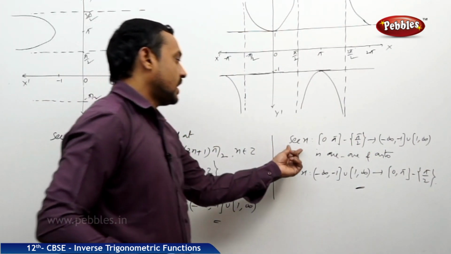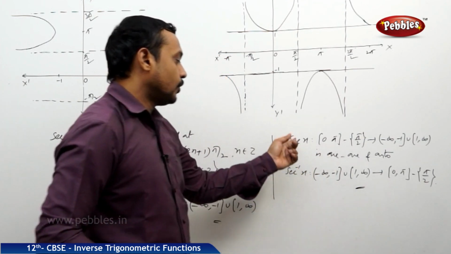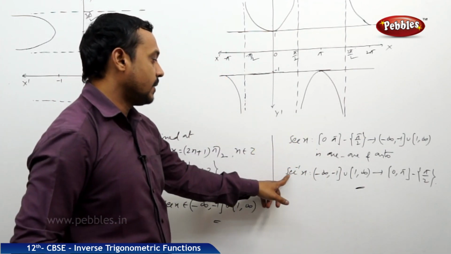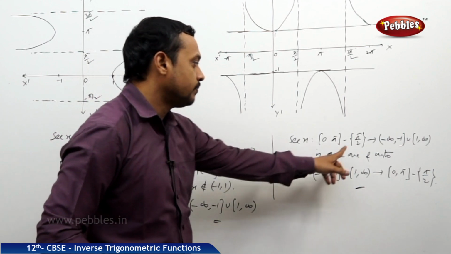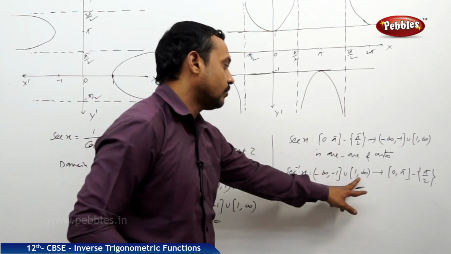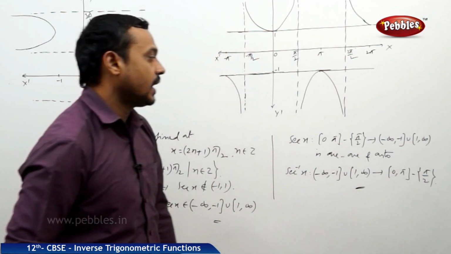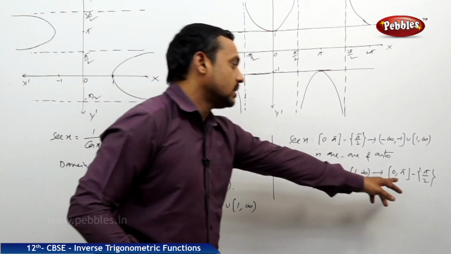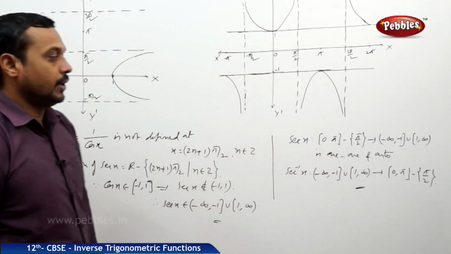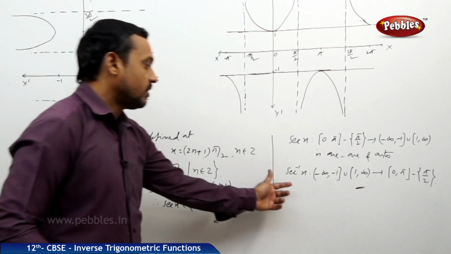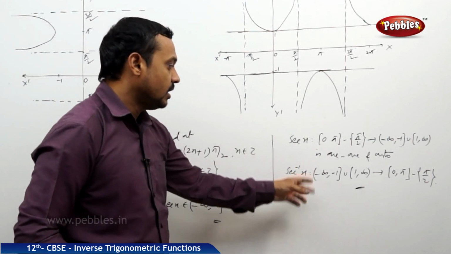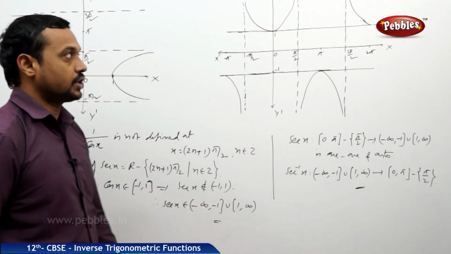Therefore secant x is a bijection. Therefore the inverse of secant x, denoted by secant inverse x, is defined from minus infinity to minus 1 union 1 to infinity, to 0 to pi, excluding pi by 2. In that interval secant inverse x is also a bijection and it is the inverse of the given function.